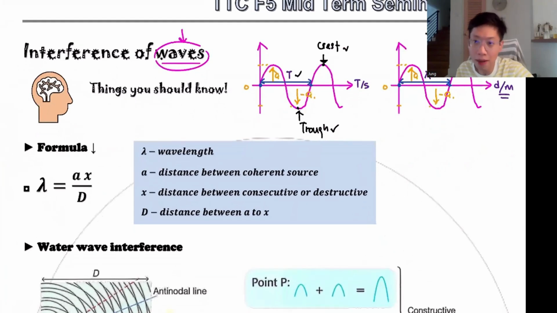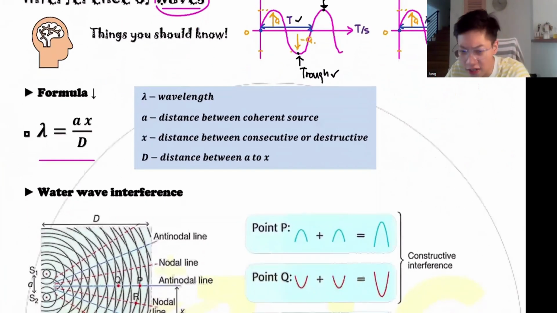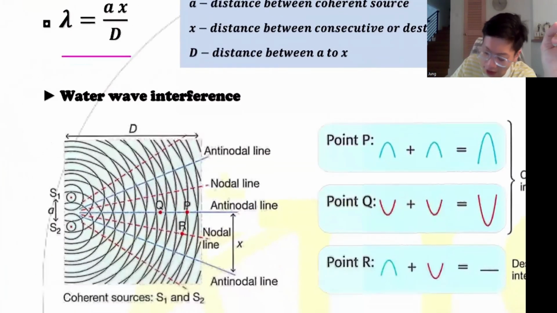So at this part here, you will see that we have this so-called formula. The formula is to calculate what? This is actually to calculate lambda equals ax over d. But before we even look at the formula, we need to know what wave interference is first. Wave interference mainly is, you have an example.